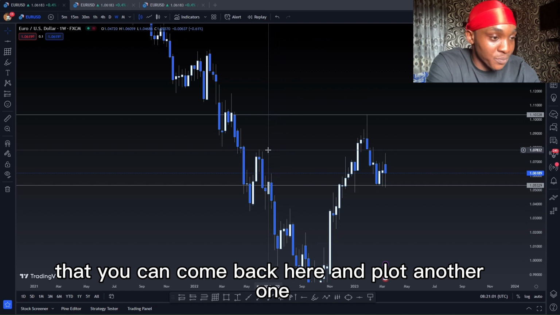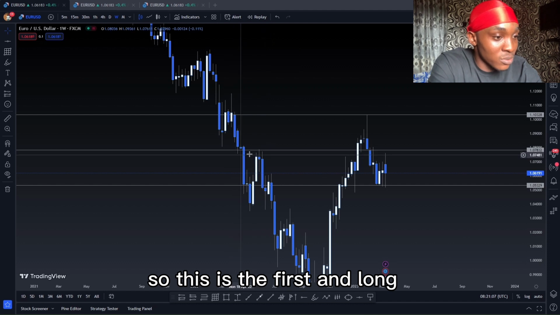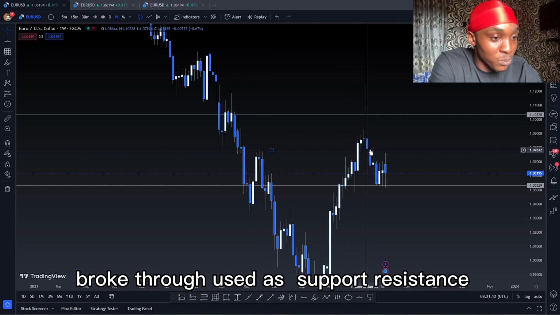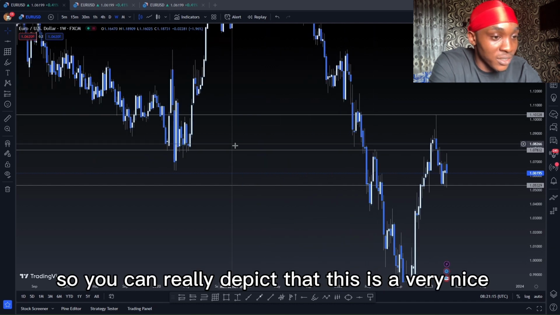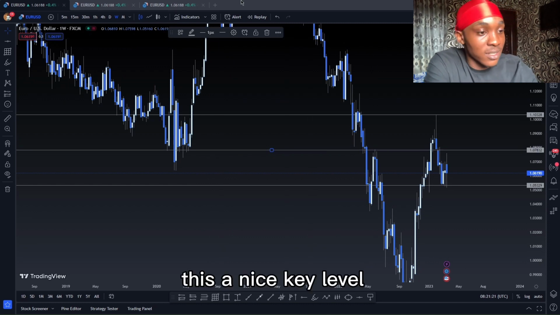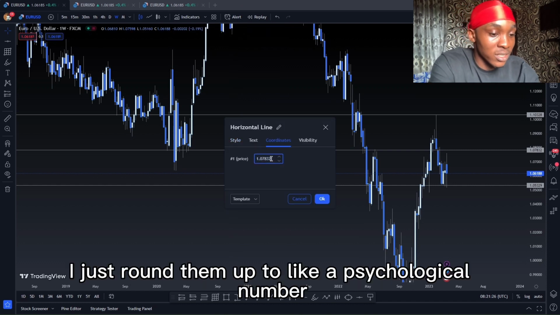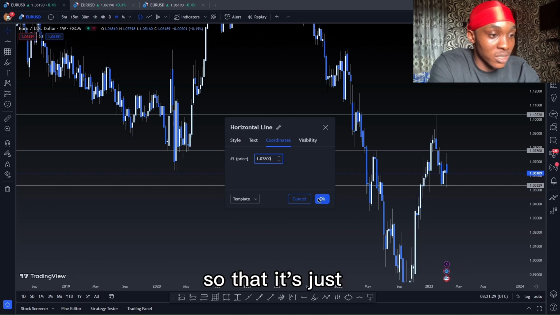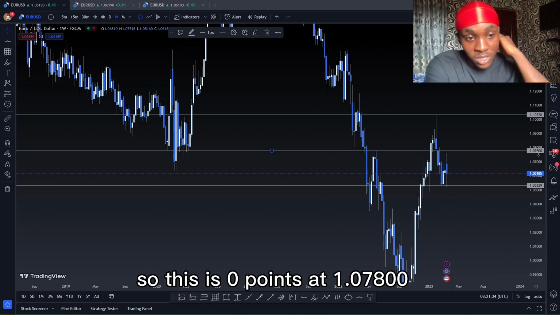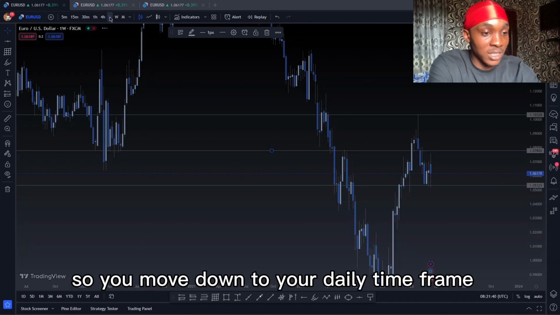Then you can come back here and plot another one. You can see price used this as resistance, broke through, retested it as support. So you can really depict that this is a very nice key level. Sometimes what I do is round them up to a psychological number, so that I can understand that the market is trading from this region to this region. So this is 1.07800. These are two weekly levels. So you move down to your daily time frame.